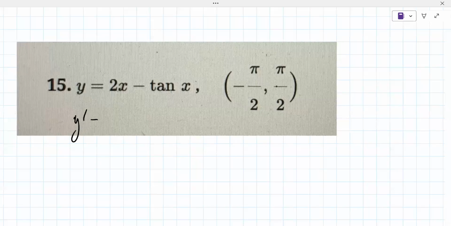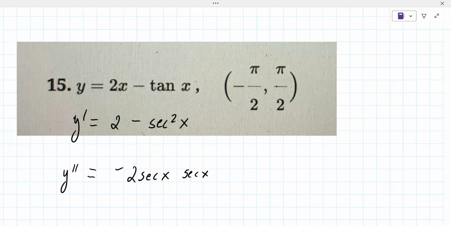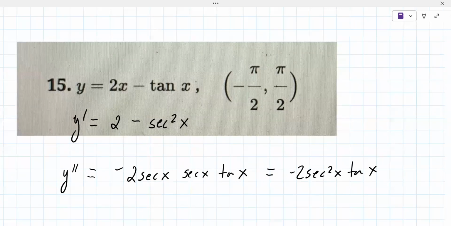So the first derivative here is 2 minus the derivative of tangent, which is secant squared x. And you have to take a second derivative. The derivative of 2 is 0. The derivative of secant squared x is 2 secant x times the derivative of secant x, which is secant x tangent x. So you should get something like this. Yep. And then you can rewrite it, if you want, as -2 secant squared x tangent x.